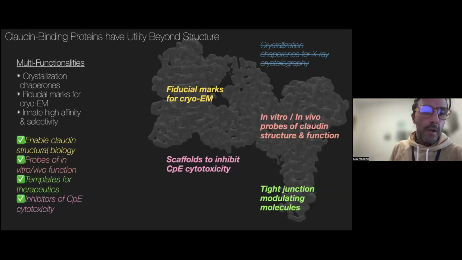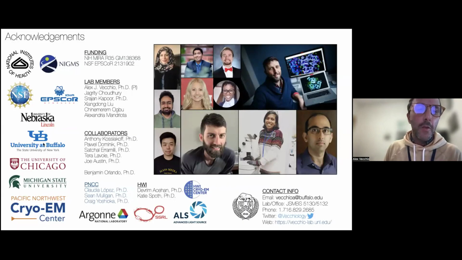So in our hands, at least, these Fabs not just enabled claudin structural biology, but they were probes for both in vitro and in vivo function, potentially templates for therapeutics because they modulate tight junctions. And we also discovered one that inhibits CPE cytotoxicity. So hopefully this brings home the idea that nothing is really intractable if you find the right tools for it. And obviously, if you find the right collaborators and the right infrastructure.